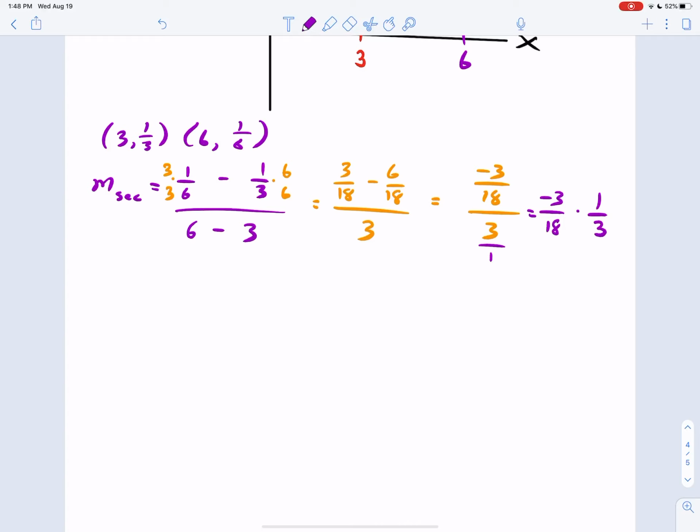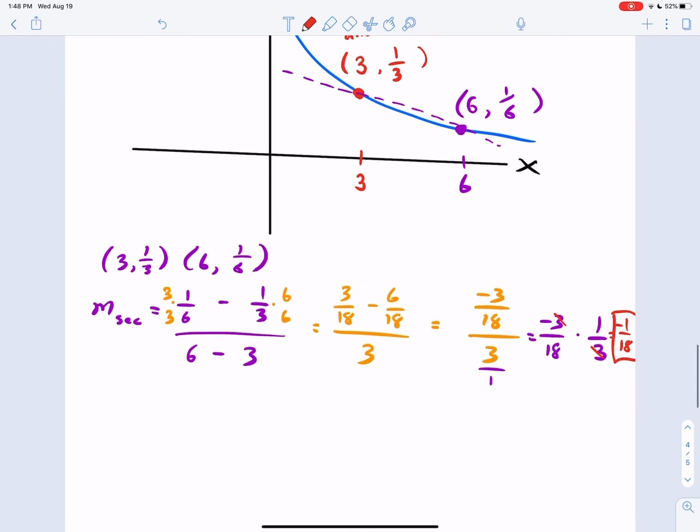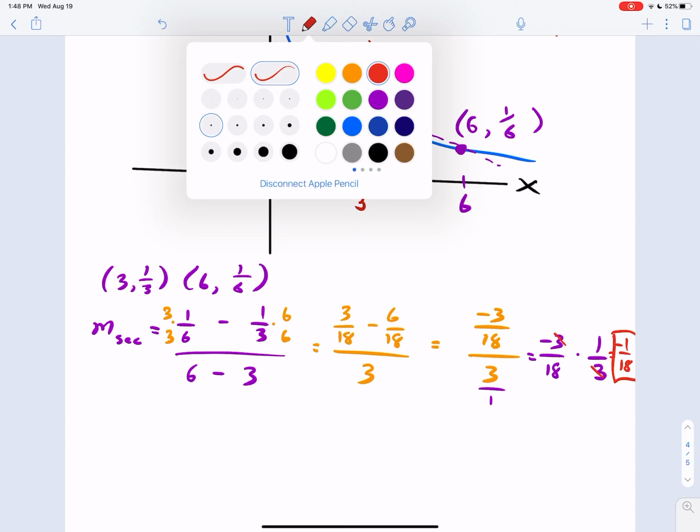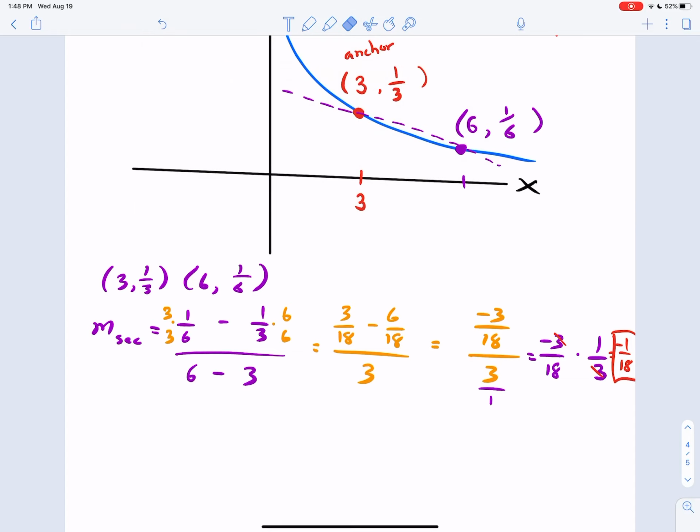Okay? I notice that I can cross-reduce the 3's there. And I'm going to be left with negative 1 over 18, which is our slope. Okay? Messy answers, but who cares? Now, I'm going to fast forward here. I could pick a different point, but let's speed this up to see if it works.